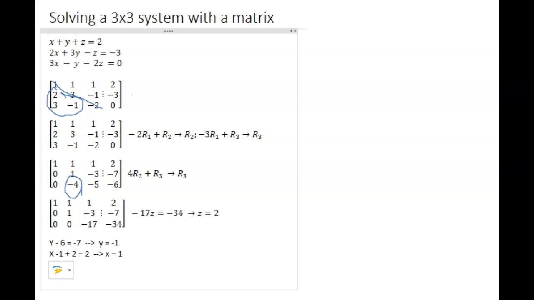Well, that's all we needed. We have x, we have y, we have z. We have the solution. My solution, x is 1, y is -1, z is 2.